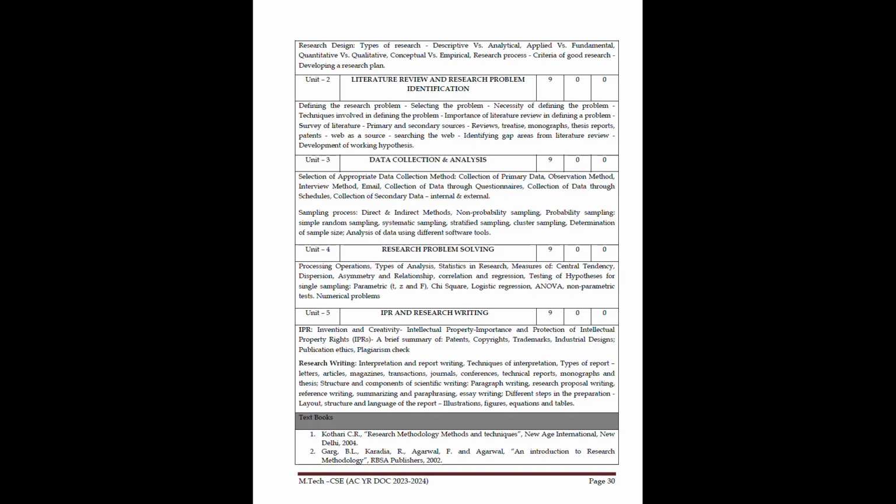And then the final topic would be research writing, in which you'll be learning about interpretation and report writing, techniques of interpretation, types of report: letters, articles, magazines, transactions, journals, conferences, technical reports, monographs, and thesis, and then structure and competence of research, scientific writing, in which you'll be learning about paragraph writing, research proposal writing, reference writing, summarizing and paraphrasing, essay writing. Different steps in the preparation include layout, structure, and language of the report, illustrations, figures, equations, and tables.